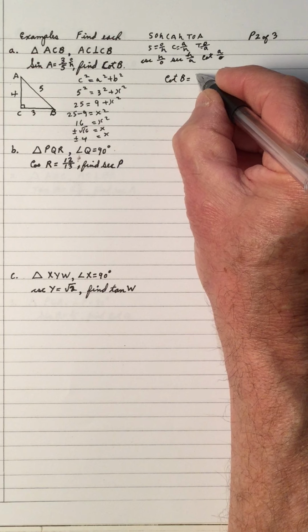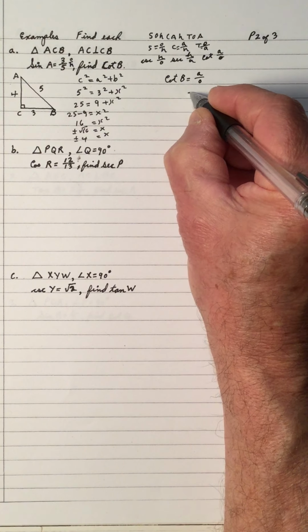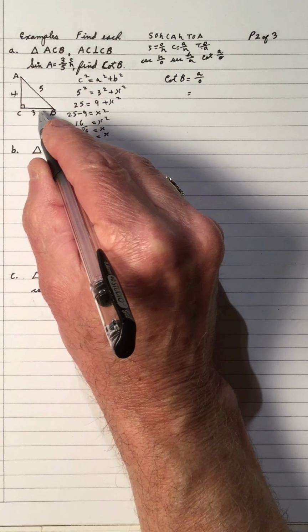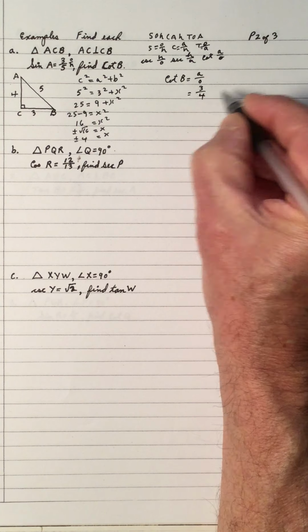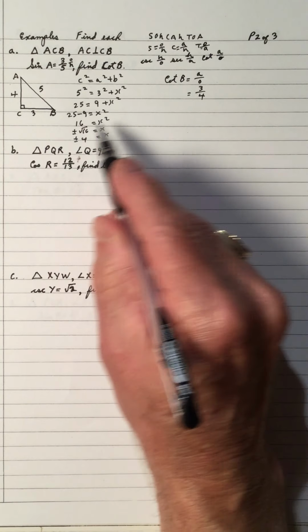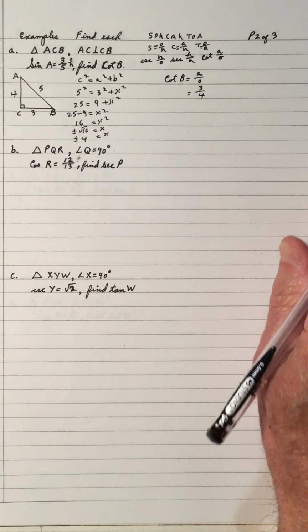Now we can do the cot of B. Cot is the adjacent over the opposite. Here's angle B: the adjacent is 3, over the opposite, which is 4. You just take your time and work these out. It's not that hard, just follow the pattern.